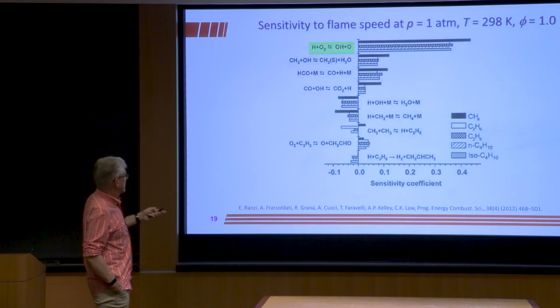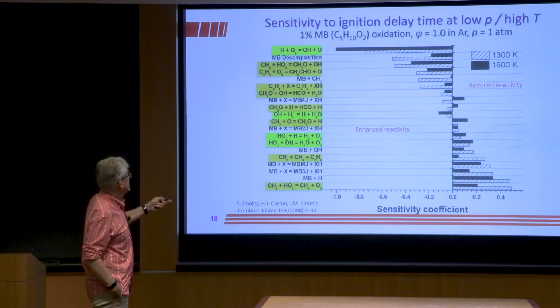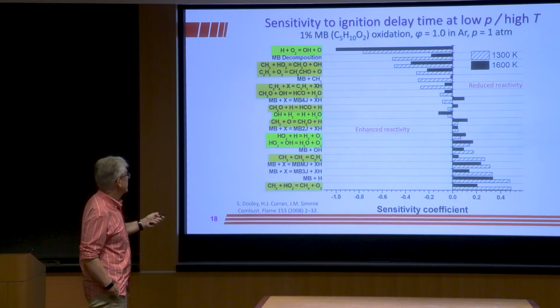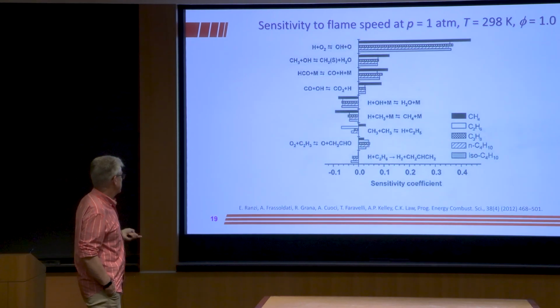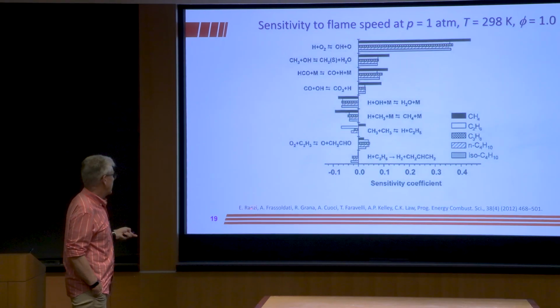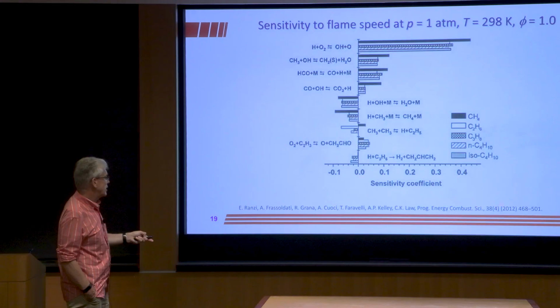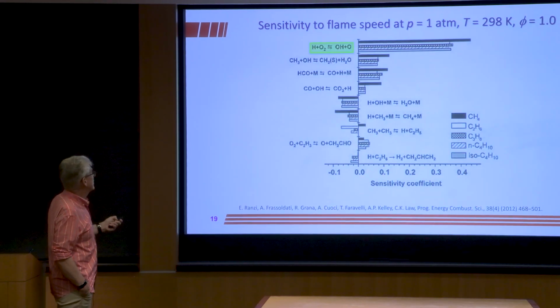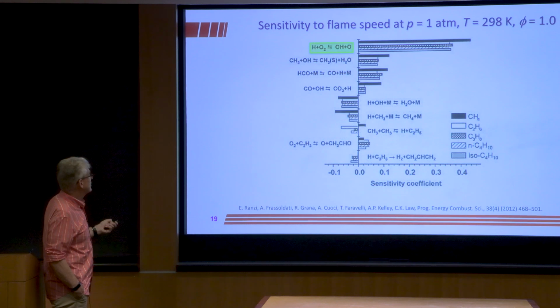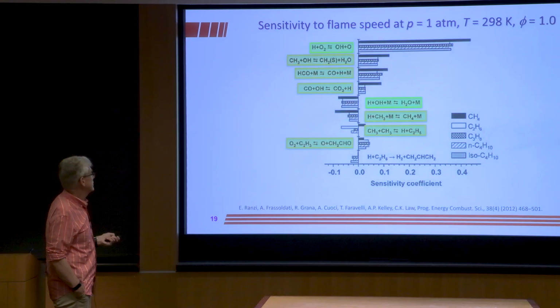Here's another one. So here's sensitivity. Sorry, this was sensitivity, I should have said, to ignition delay time. Here's sensitivity to flame speed. This is just a plot that I took from Eliseo Randi and Professor Law from Progress in Energy and Combustion Science in 2012. Again, you can see here, yellow are hydrogen-oxygen chemistry, orange, C1, C2 chemistry.